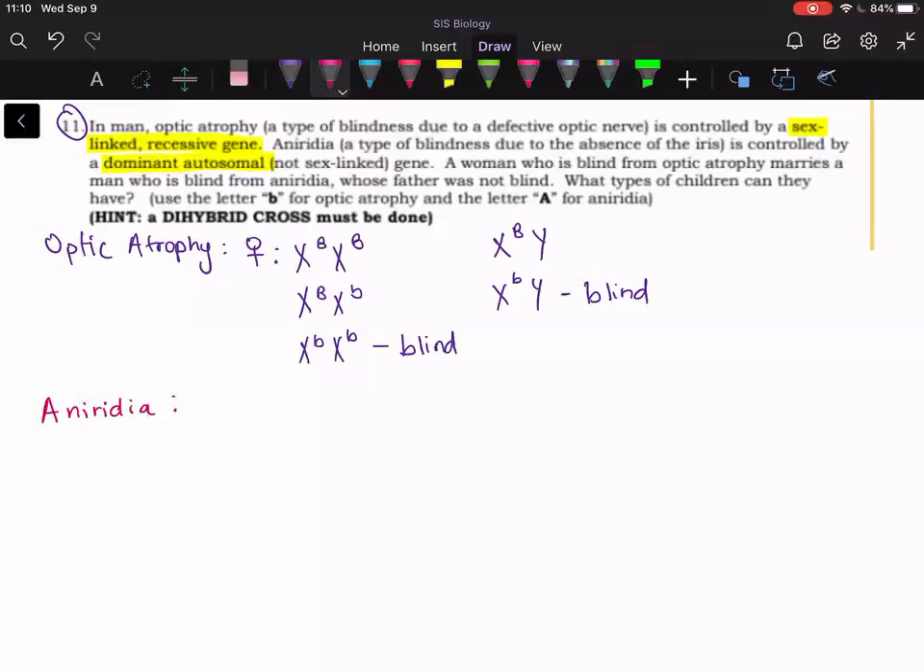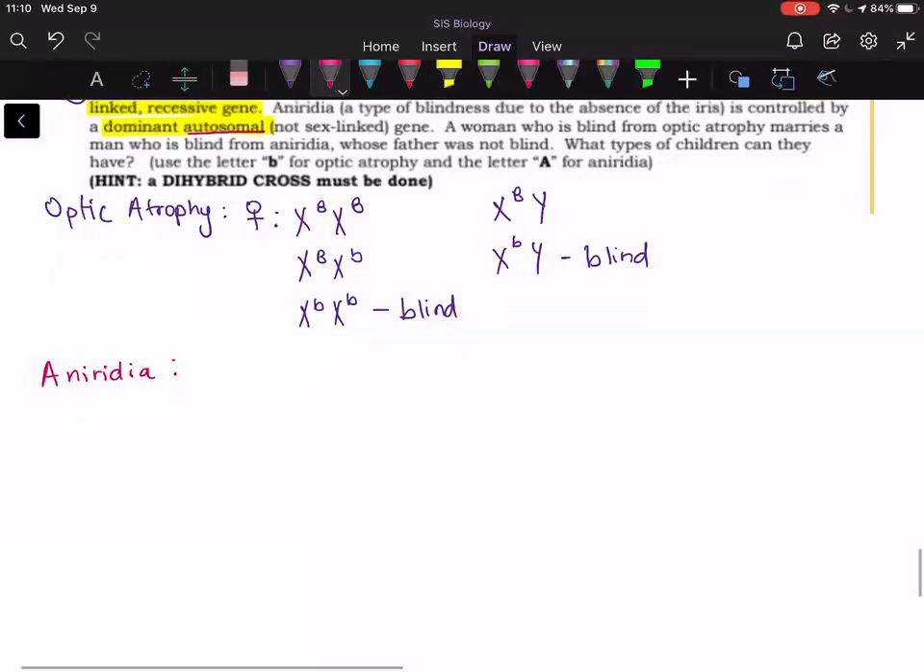Do I have to use X and Y chromosomes, or do male and female? No, because it is autosomal. The word autosomal means that it's on chromosomes 1 to 22, not on our sex chromosomes. So we can have three options as well. We can have capital A capital A, what's this called again? Homozygous dominant. We can have heterozygous, or we can have homozygous recessive.